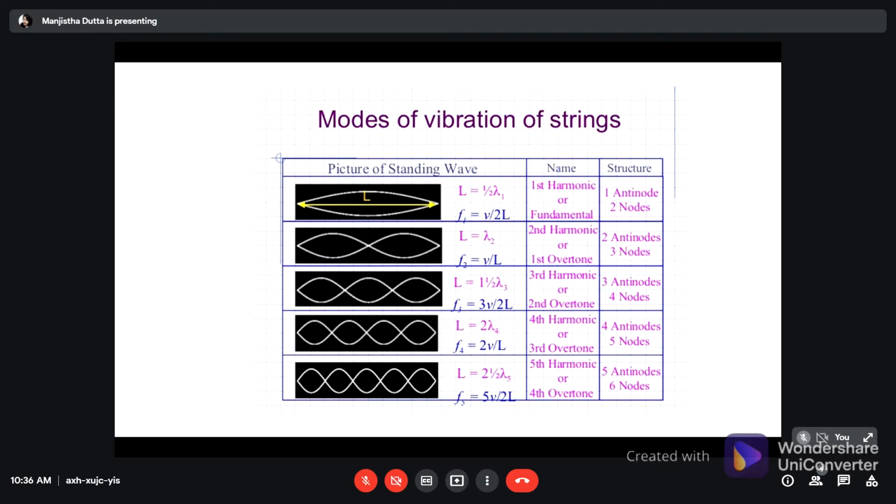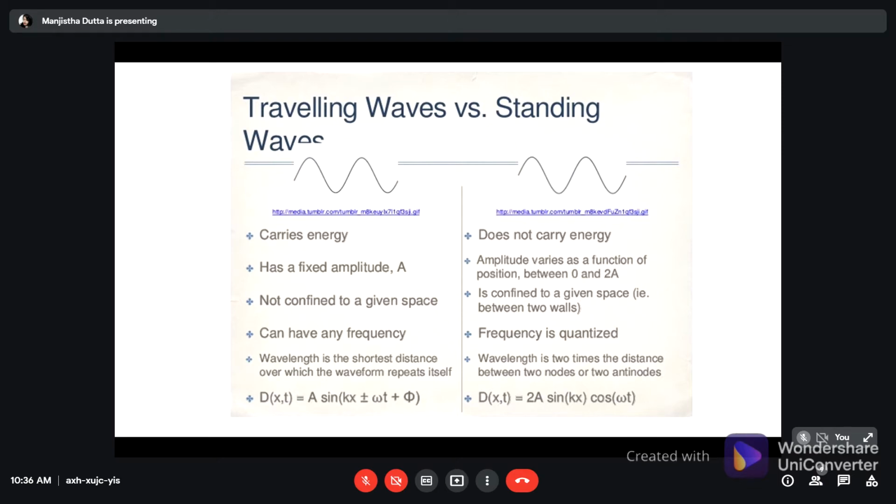No, ma'am. Oh, okay, so moving on. There is a comparison here of what a traveling wave is and what a stationary wave is. These points we have already discussed, so I don't need to explain them, but I have to emphasize the points.